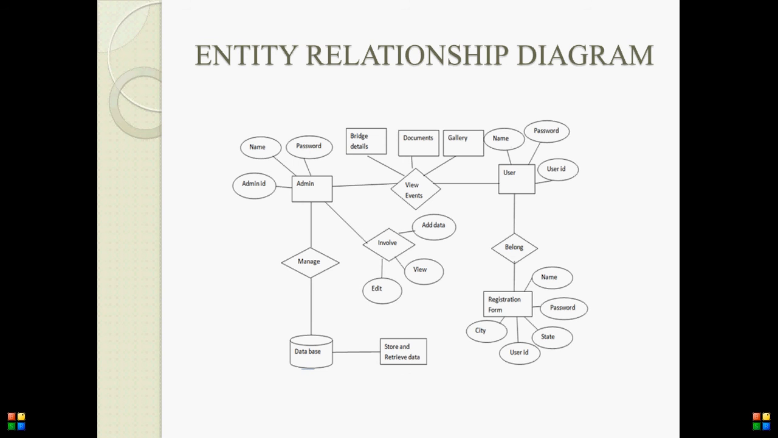Entity relationship diagram. The entity relationship diagram has admin, user, database, registration form. The admin has name, admin ID, password. The user has name, password, user ID. The admin and user both manage the data in the database and also have view events such as bridge details, documents, galleries, etc.